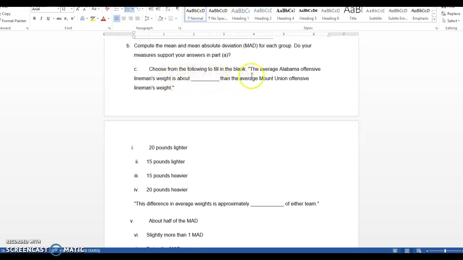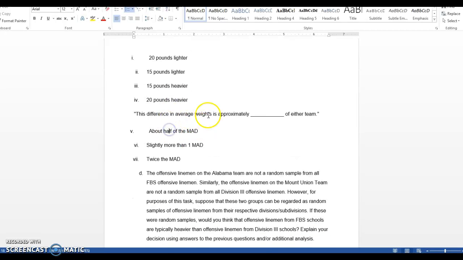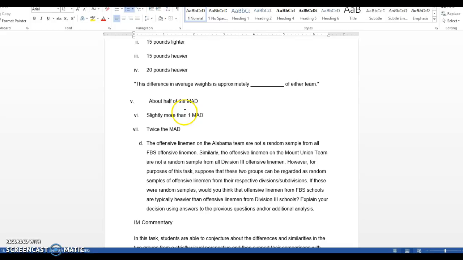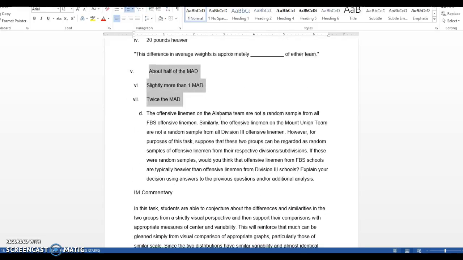Choose the following to fill in the blank. The average Alabama offensive lineman's weight is about the average of the other lineman's weight. And then there's a multiple choice here for these two. The difference in weight is approximately about half the MAD, slightly over the MAD, or twice the MAD. MAD shows the variability of the data based off the mean.